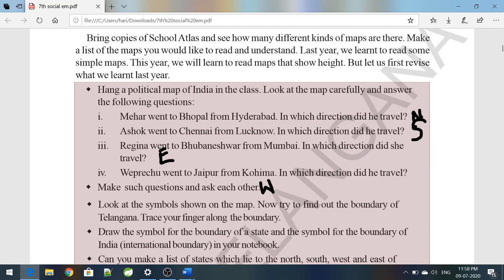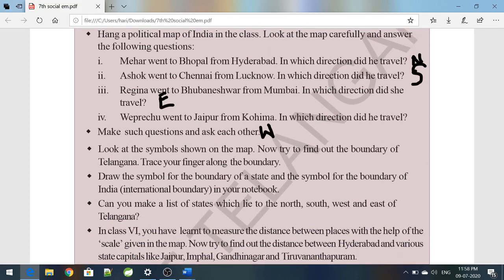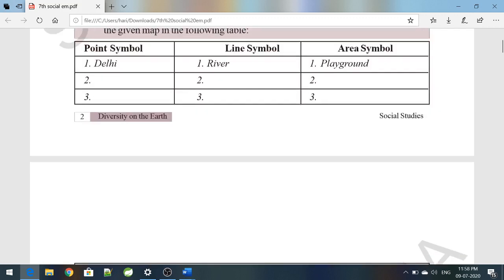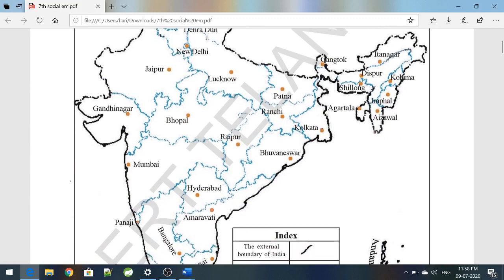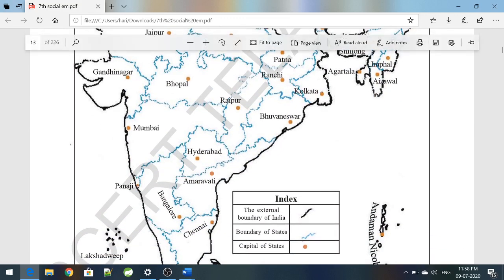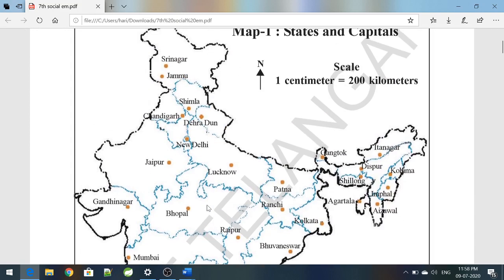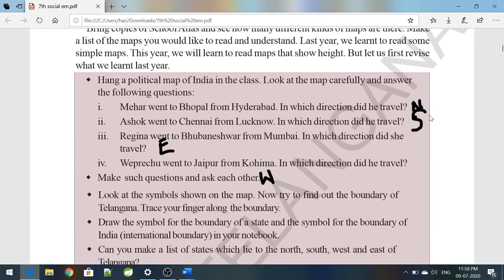Ashok went to Chennai from Lucknow. Where did he go from? Lucknow. So here is Lucknow, and he went to Chennai, which will be here. See, from here to here, he is traveling from north to south. So in which direction is he going? He is going in a south direction.